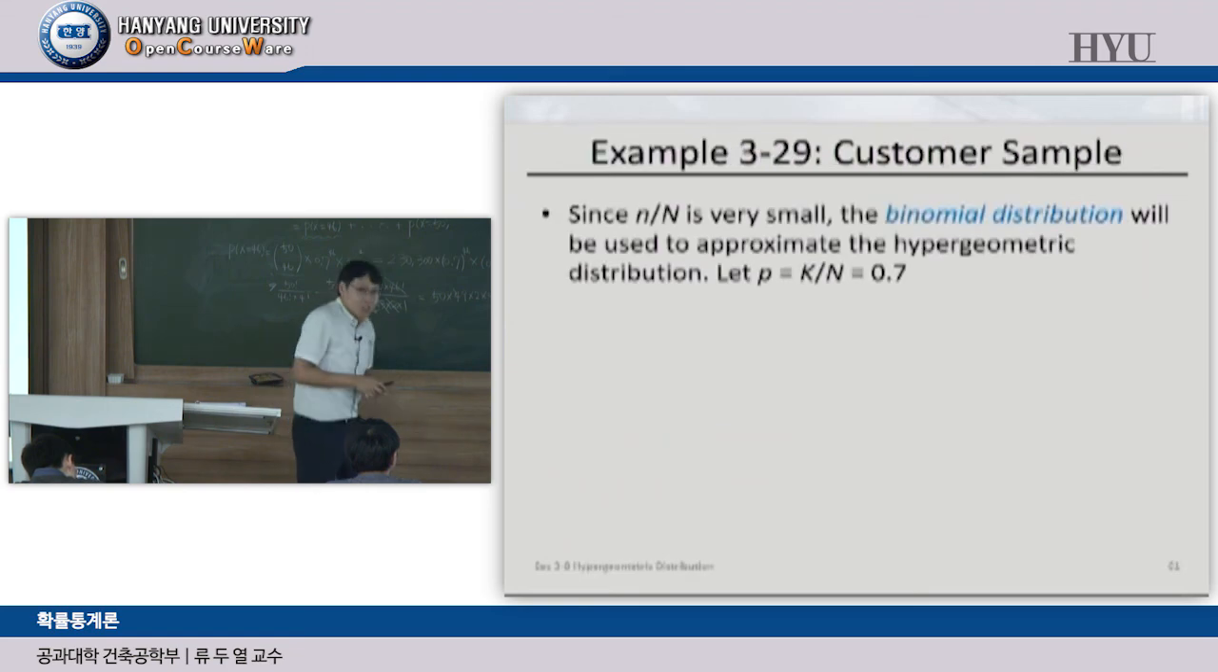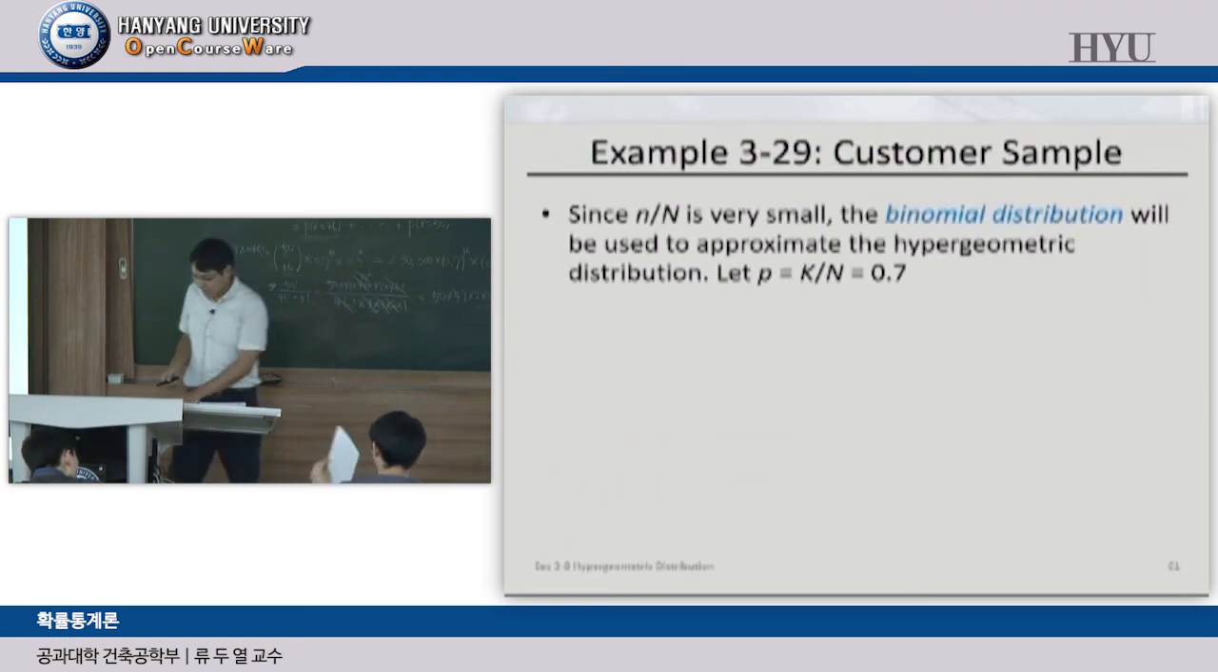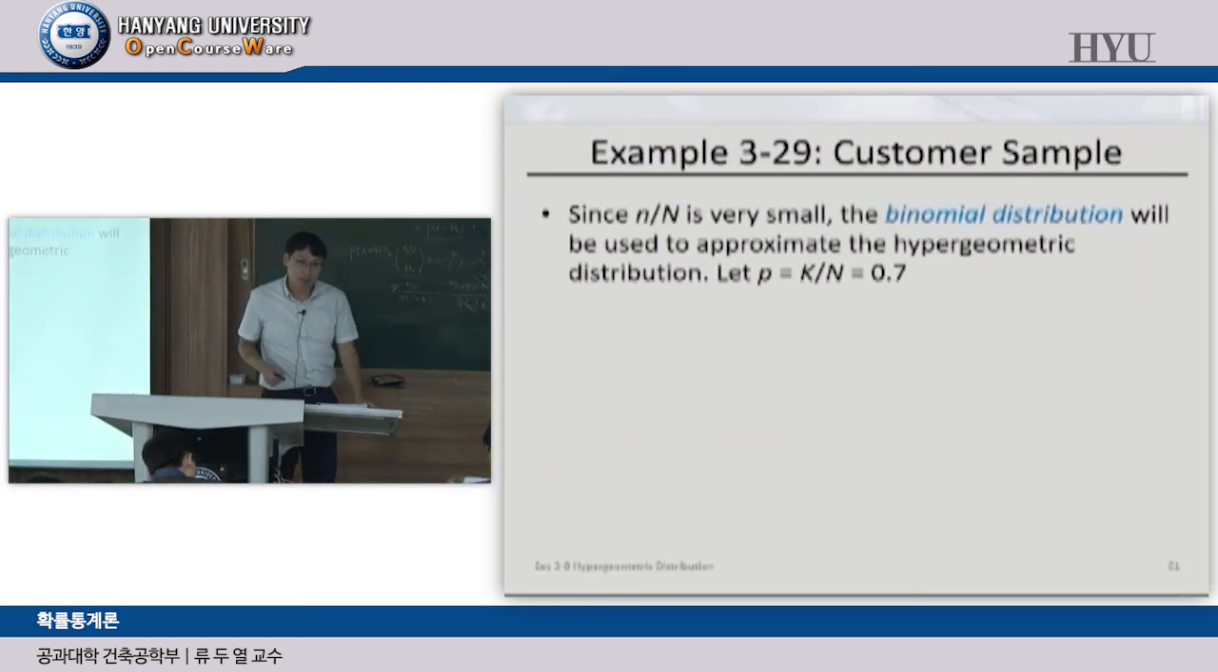So, we all understand what the hypergeometric distribution is today, and when we can use the binomial distribution instead of the hypergeometric distribution, right?